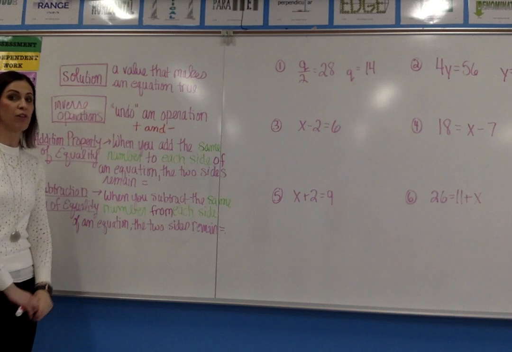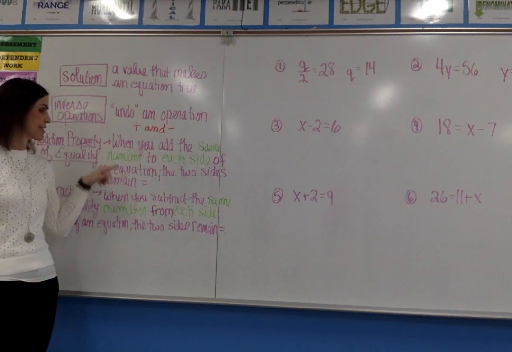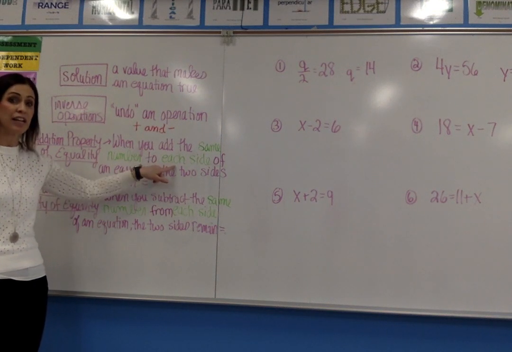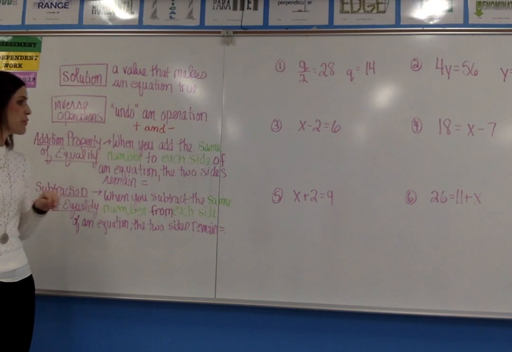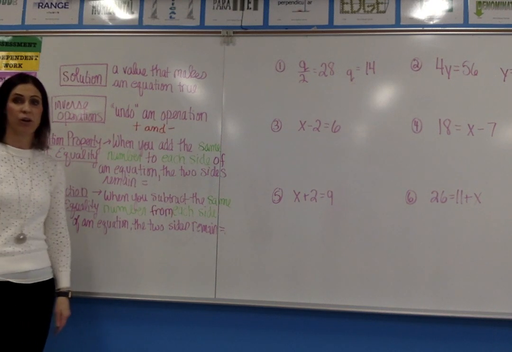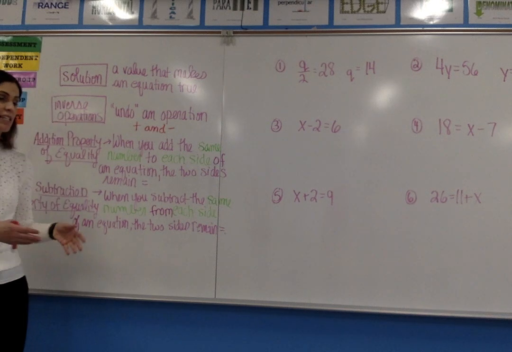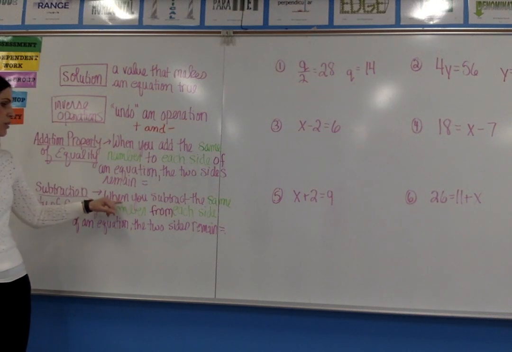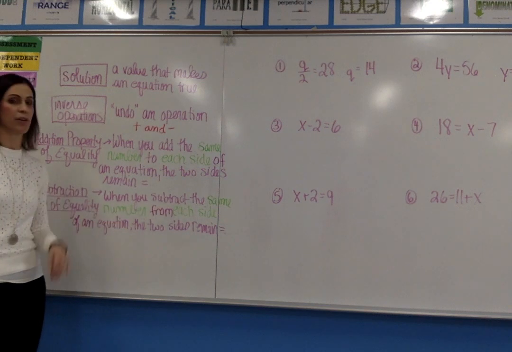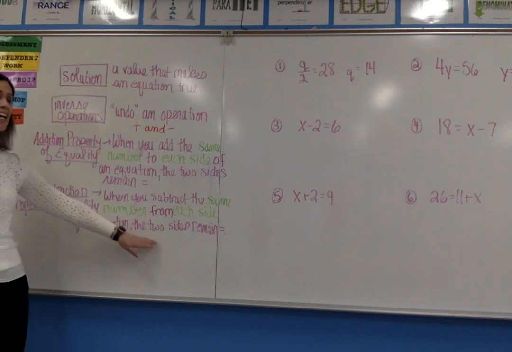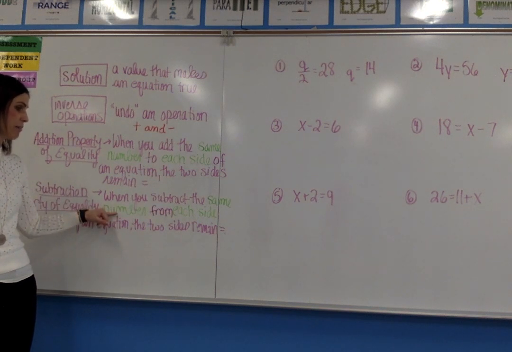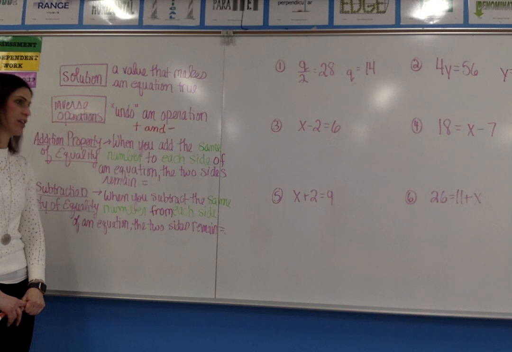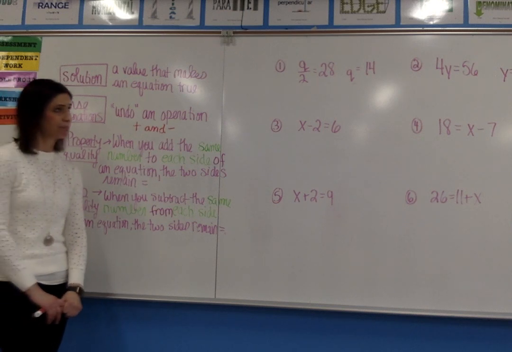The addition property of equality states that when you add the same number to each side of an equation, the two sides remain equal. And the subtraction property of equality is similar, but just with subtraction. When you subtract the same number from each side of an equation, the two sides remain equal.